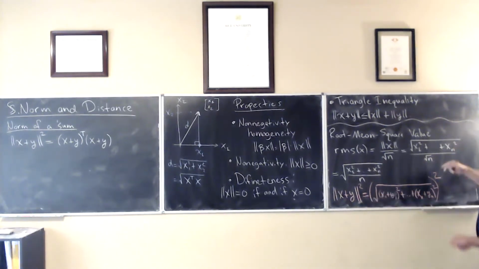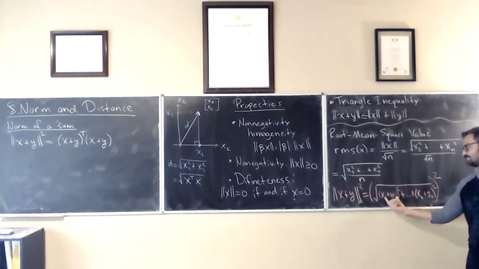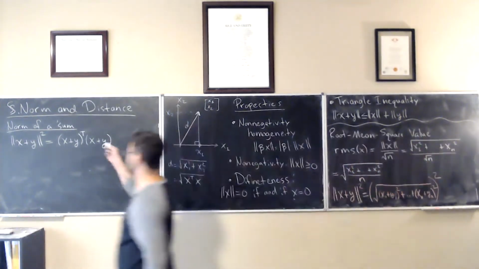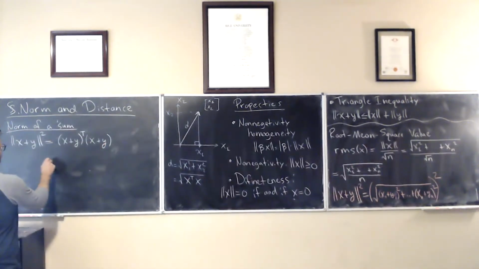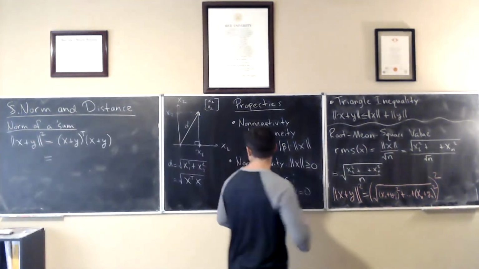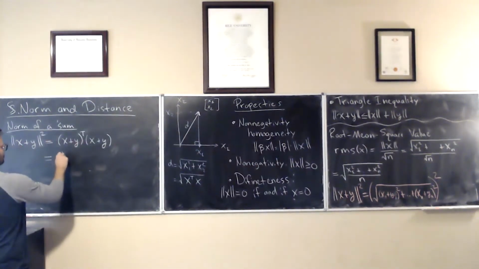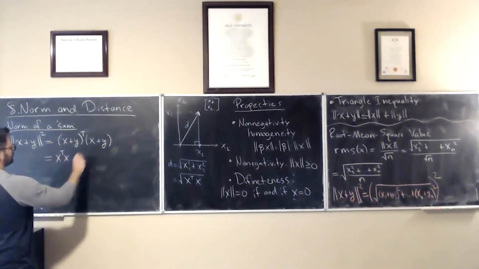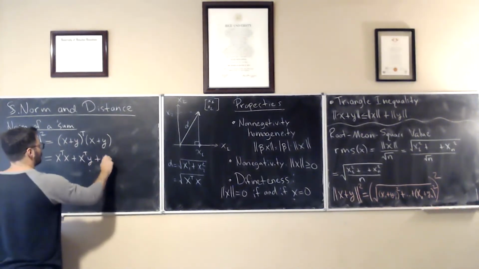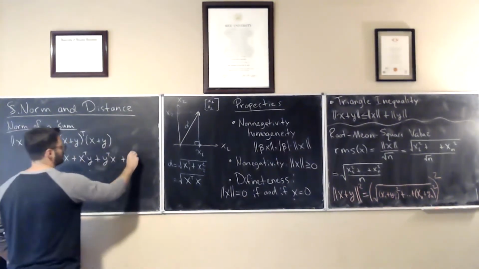So this is the same. The square of the square root, we're just left with this. Anytime you see a sum of squares, you can write that as an inner product. So that's why this is true. And then we know through properties of vectors that we can distribute the inner product across. So this will be x inner product x plus x inner product y plus y inner product x plus y inner product y.